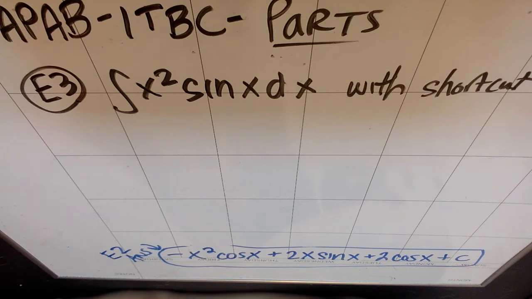This is APAB. We're doing the Intro to BC unit. That's ITBC. We're doing topic number 1, which is parts. So we're in example 3, which is actually identical to example 2, but with the fancy shortcut.